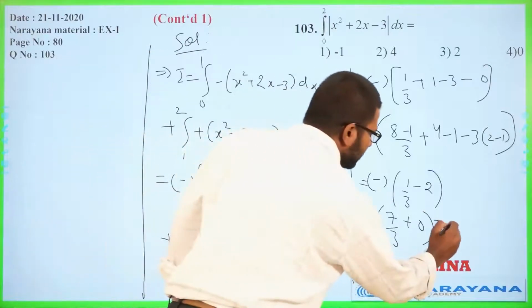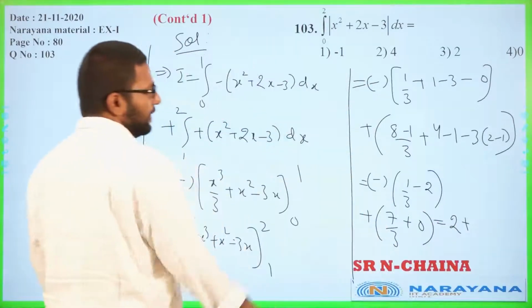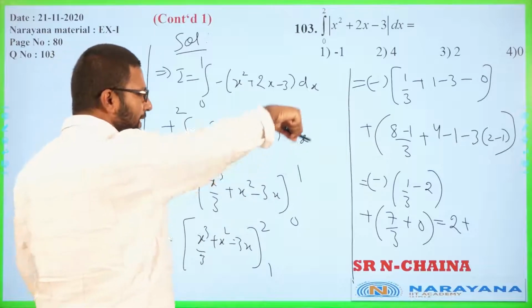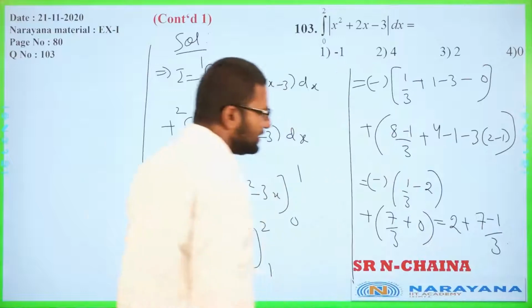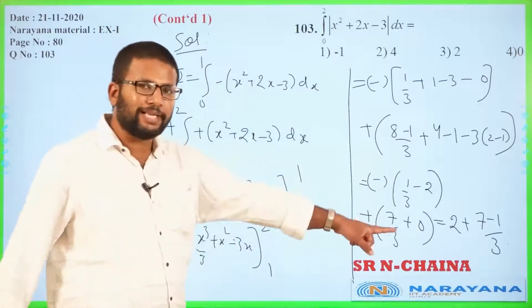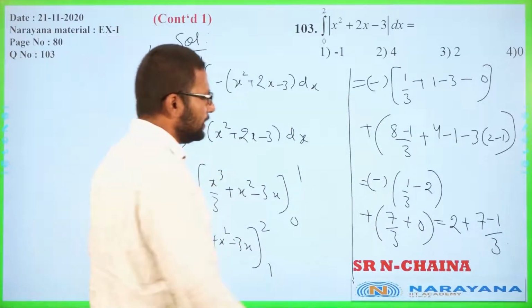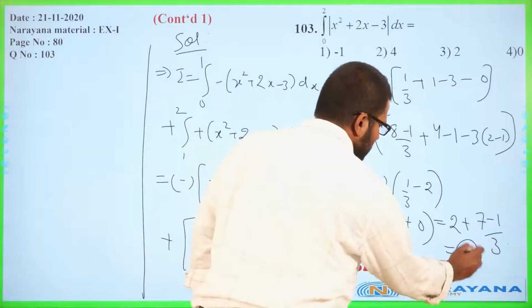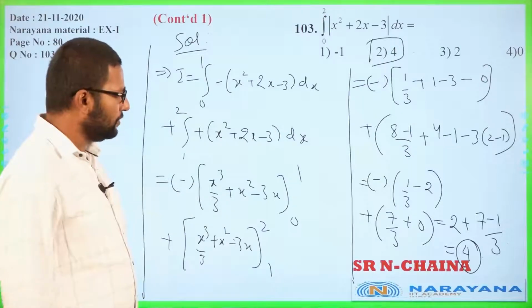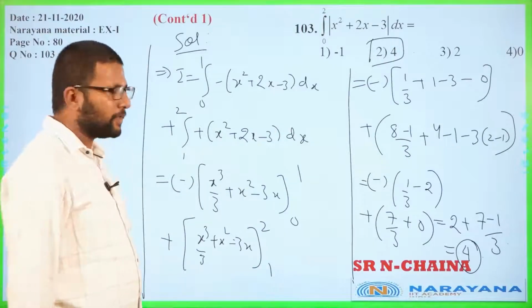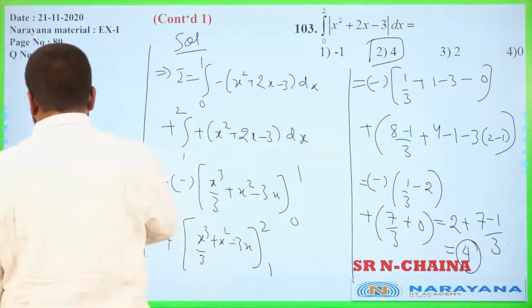correct? So finally we are left with 2 plus 2 units plus 7 minus 1 by 3, which is 6 by 3, 2 plus 2 is 4 units, equal to 4, right? Equal to 4 units is your answer. Got it? Alright, then let us proceed.